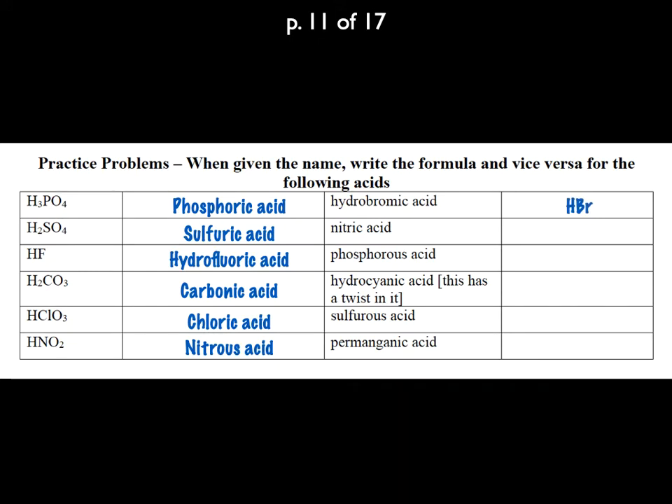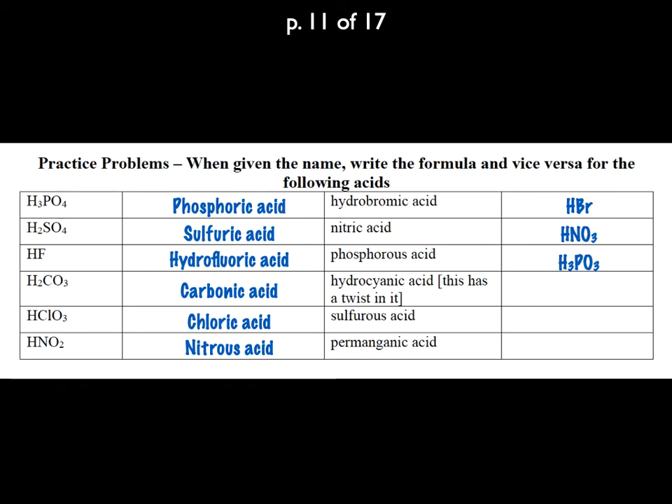Nitric acid comes from nitrate, so that would be HNO3. Notice both of them are just the H and the anion because they're +1 and -1. If you get something like phosphorous acid, it comes from the phosphite, which is PO3 3-. So since it's PO3 3-, I need 3 H's to balance that because H is plus.